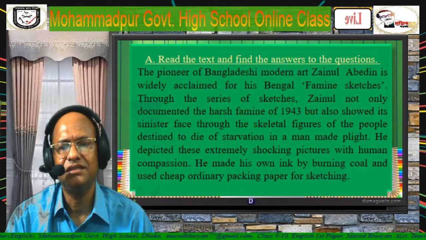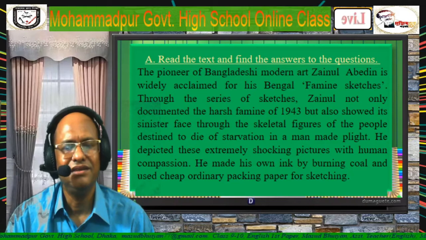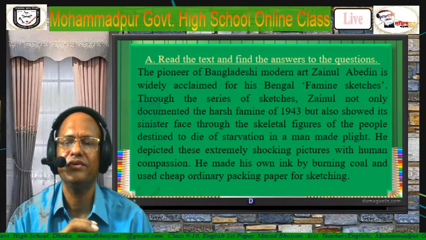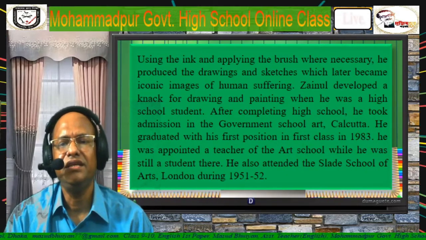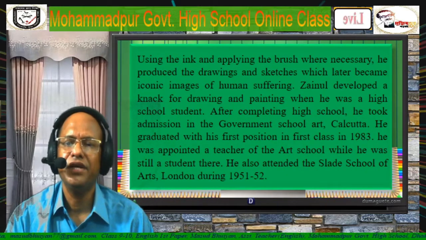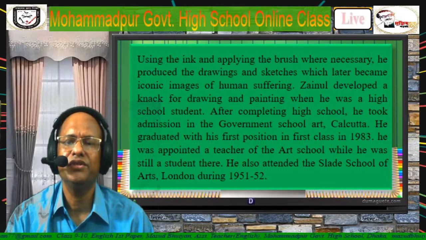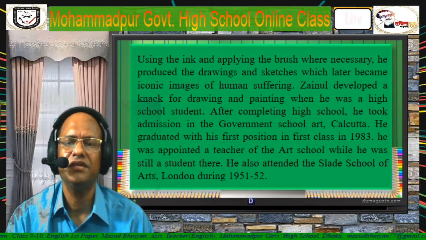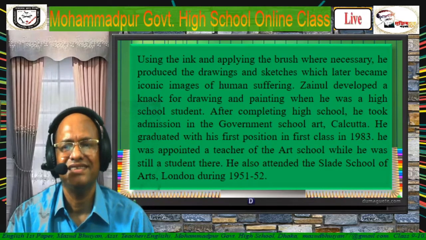He made his own ink by burning coal and used cheap ordinary packing paper for sketching. Using the ink and applying the brush where necessary, he produced the drawings and cases which later became iconic images of human suffering.